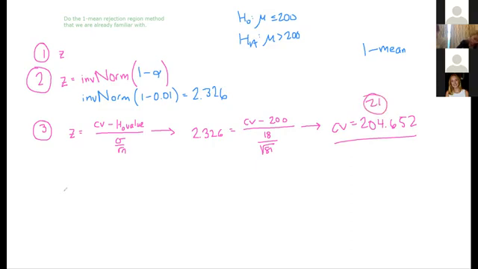Question 22. Using the critical value we calculated in the previous question, what is the probability of a type 2 error if the population mean is 205? So this is tricky. What's the probability of a type 2 error? Again, that's the probability of accepting the null even though HA was true, aka the probability of being outside the RR, given HA is true.